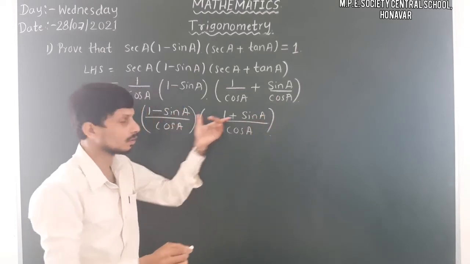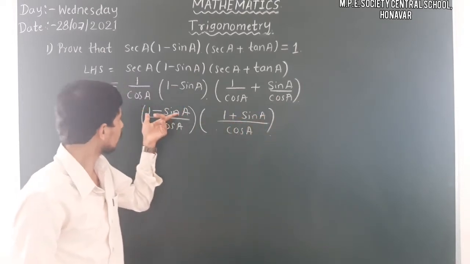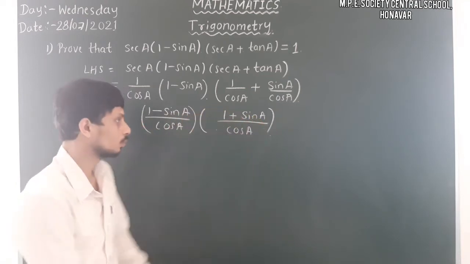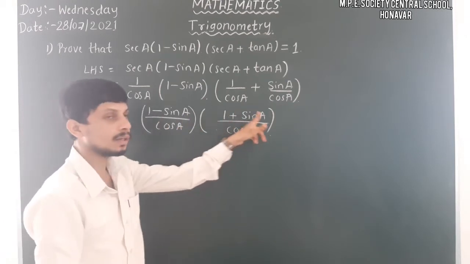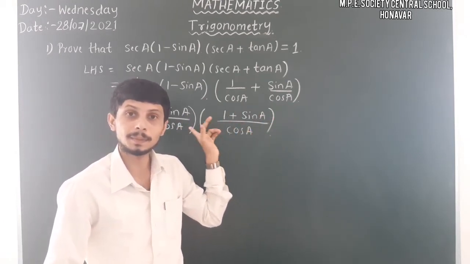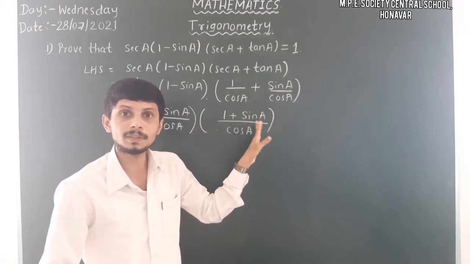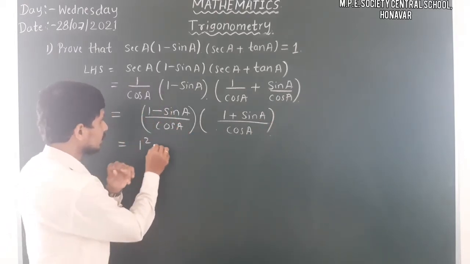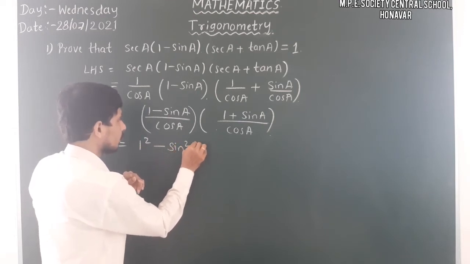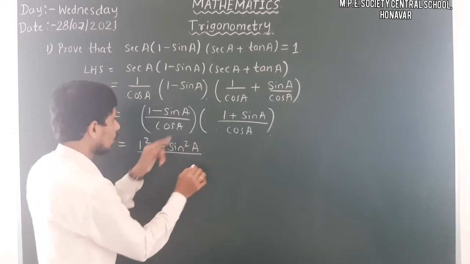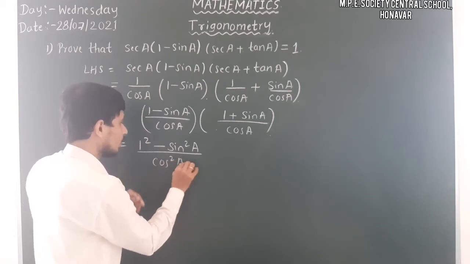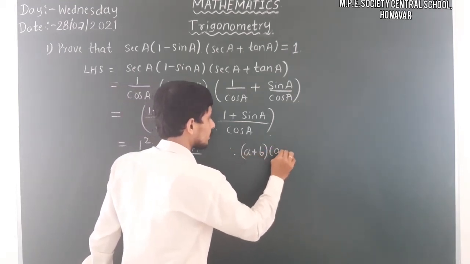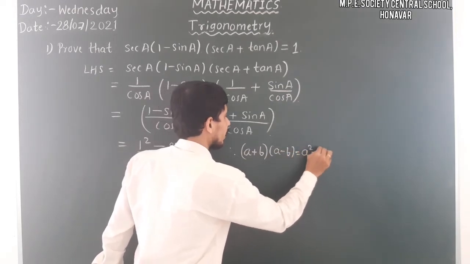Here just observe, there are two fractional forms we have. Here 1 minus sin A and here 1 plus sin A, and cos A, cos A. Just multiply those two. So 1 minus sin A and 1 plus sin A, that means (A plus B) into (A minus B). So (A plus B) into (A minus B) is equal to A square minus B square. That is 1 square minus sin square A, divided by cos square A. Because (A plus B) into (A minus B) is equal to A square minus B square.